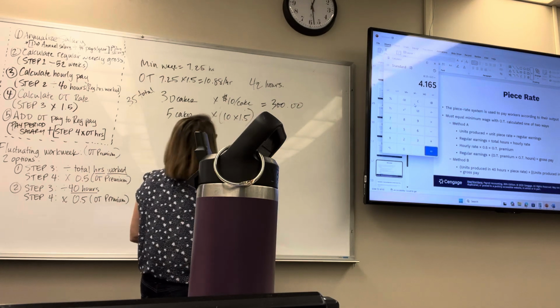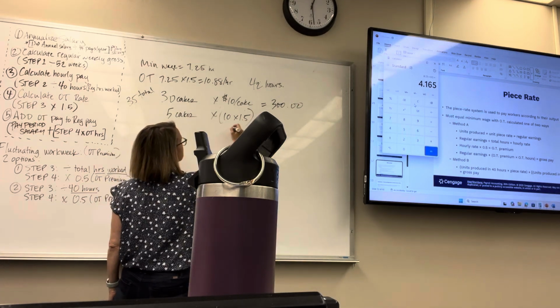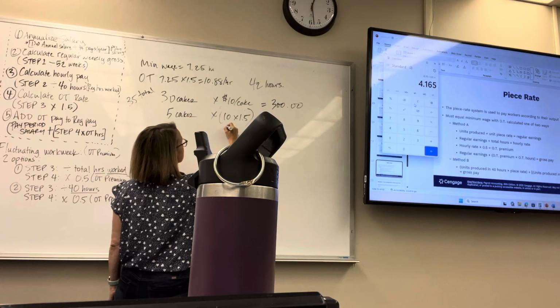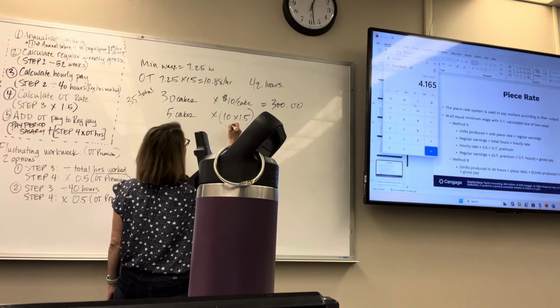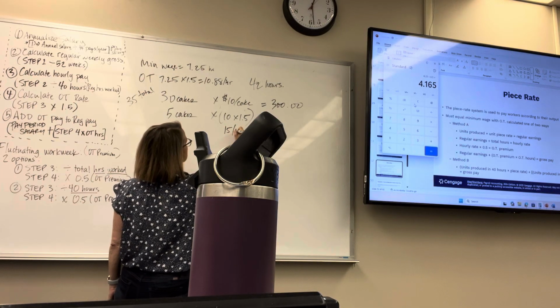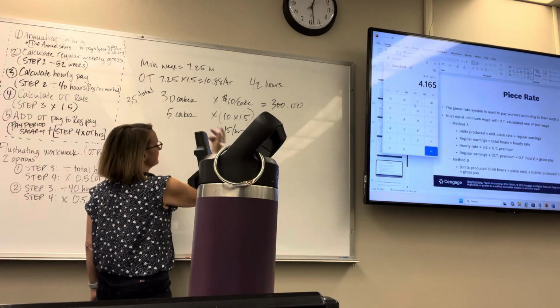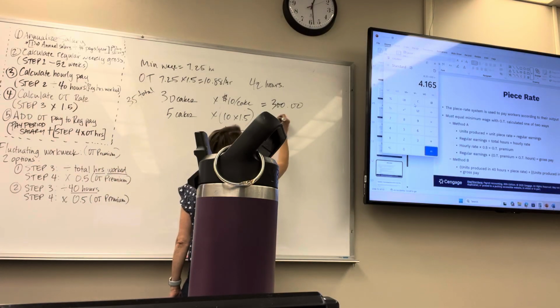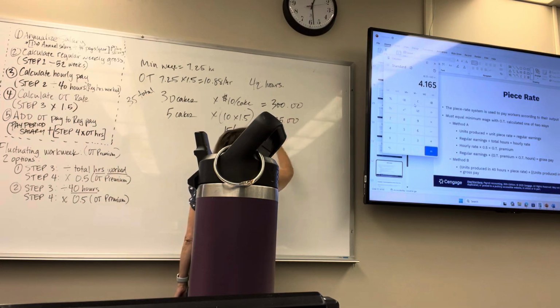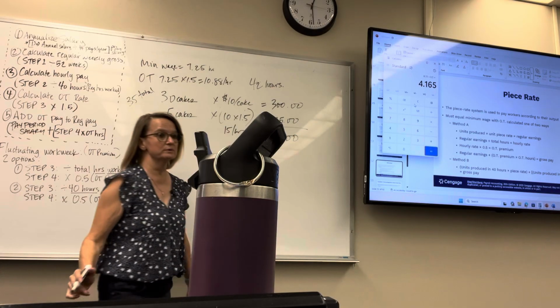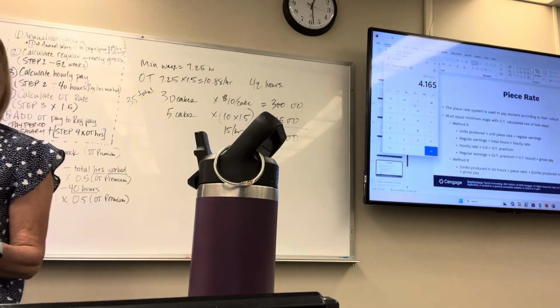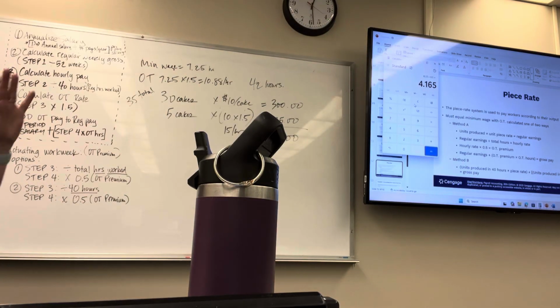So 10 times 1.5, what do we get? Did I get that right? Yeah, so that's $15 an hour times the 5 cakes. What is that, 75? In this case, they'd be paid $375. Again, you'd want to make sure they were meeting the overtime and minimum wage requirements.